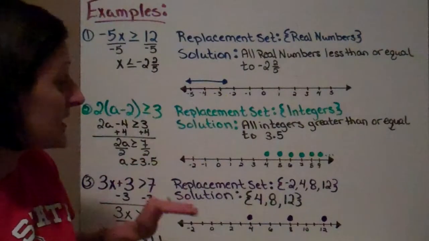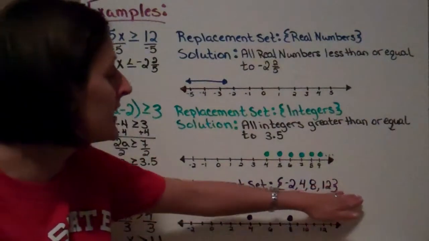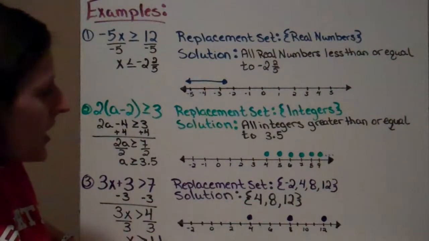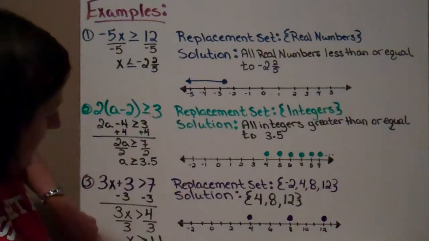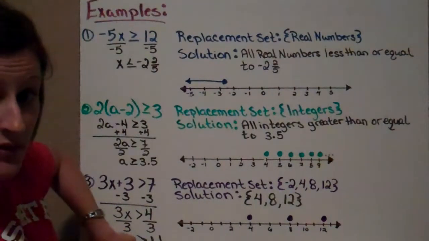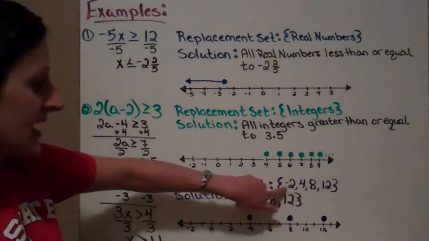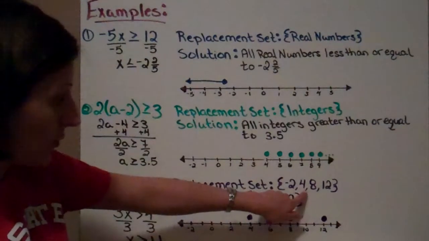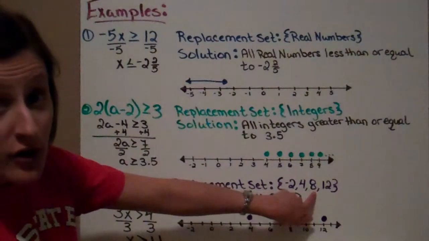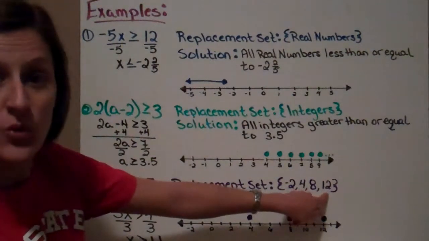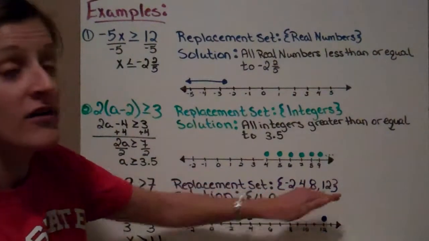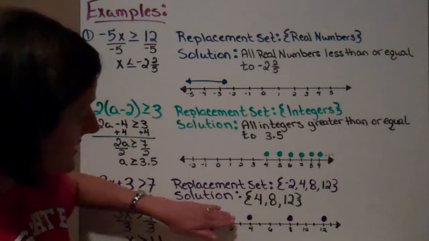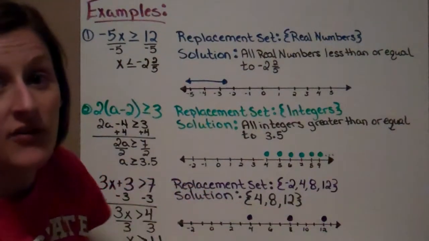Now my solutions are going to be the replacement set numbers that make this inequality true. So negative 2, is negative 2 greater than 1 1/3? No. So that's not an answer. Is 4 greater than 1 1/3? Yes, so 4 works. 8 is also greater than 1 1/3, and so is 12. So 4, 8, and 12 are my answers. So when I'm graphing it, all I need to do is put dots on 4, 8, and 12. And that's it.